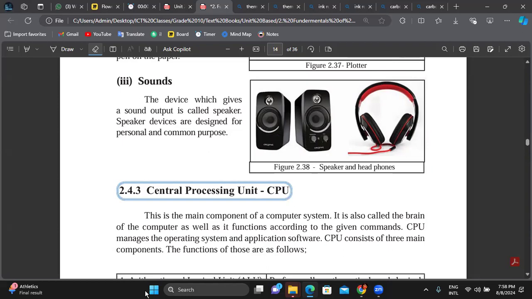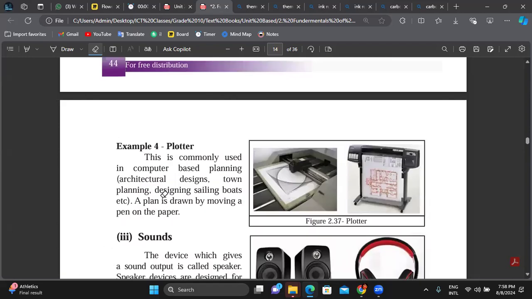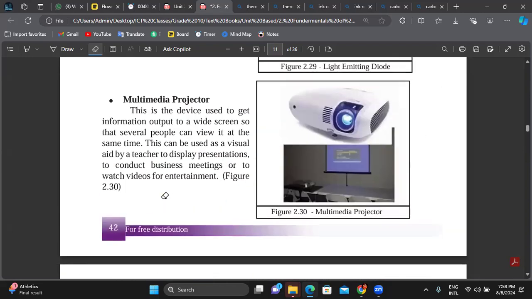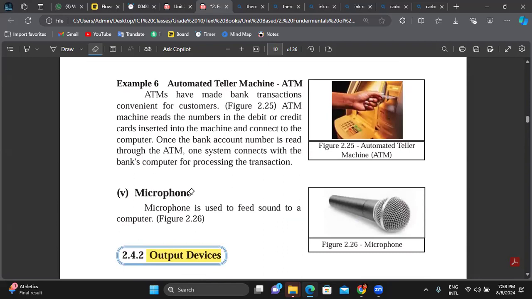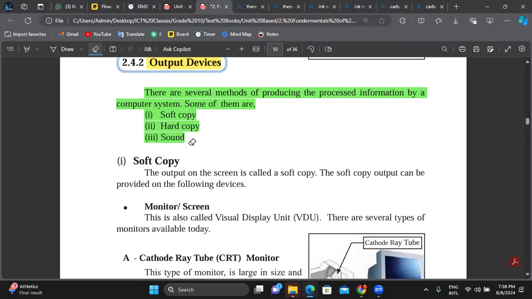So we discussed input and output. Under output devices, you wrote down that there are three types: soft copy, hard copy, and sound. Now I want you to write down a small heading, soft copy.